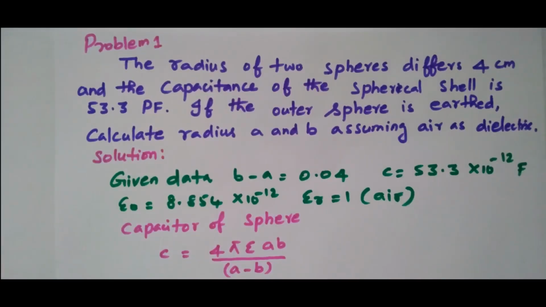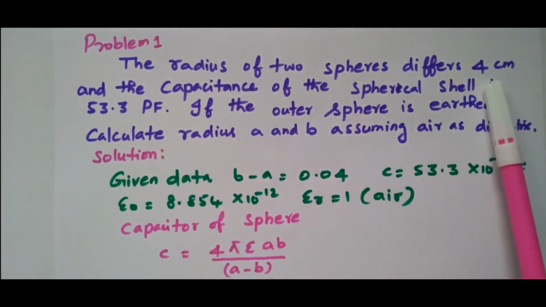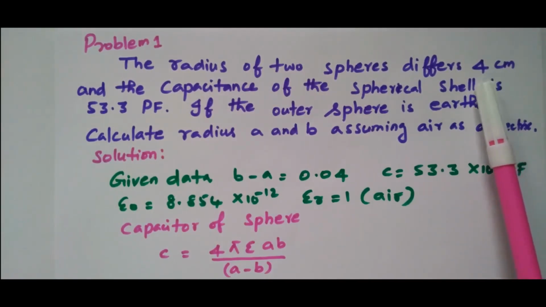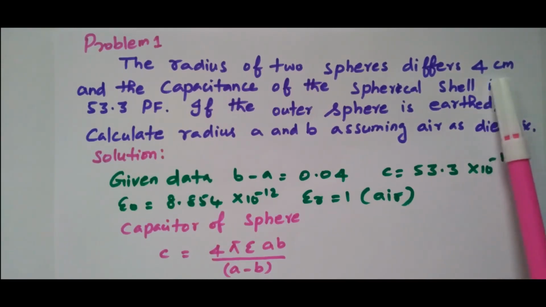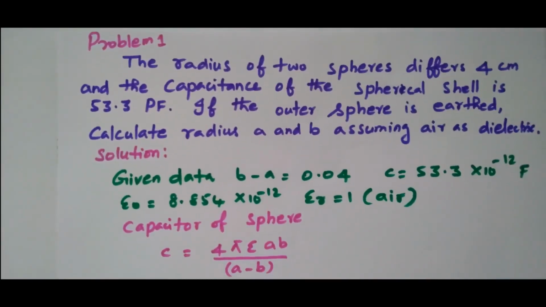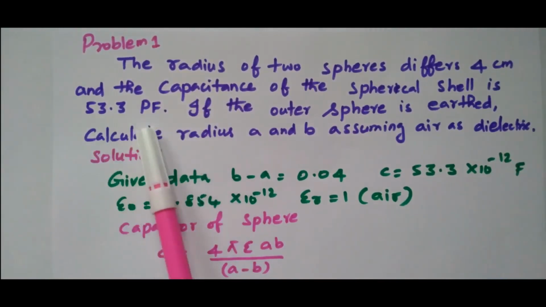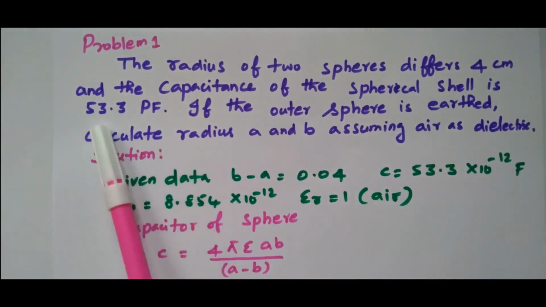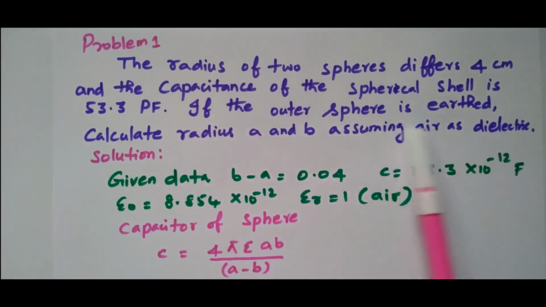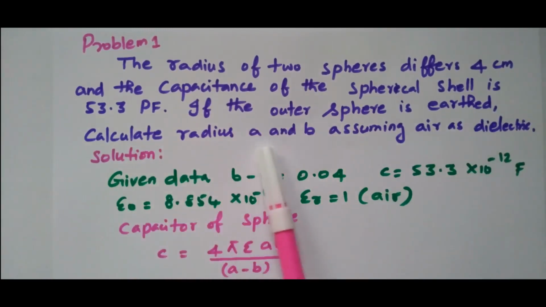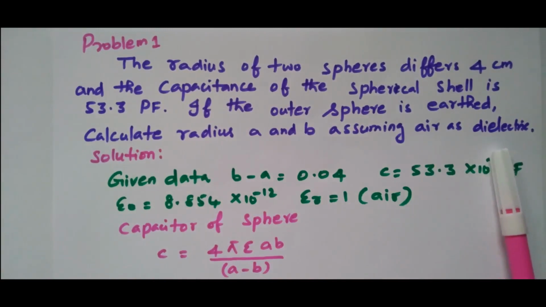Now we'll see one problem in the spherical capacitor. The radii of the two spheres differ by 4 centimeter. The radius of the inner and outer sphere is not given, but the difference between them is given as 4 centimeter. The capacitance of this spherical capacitor is 53.3 picofarad. If the outer sphere is earthed, calculate the radius A and B, assuming air as a dielectric.